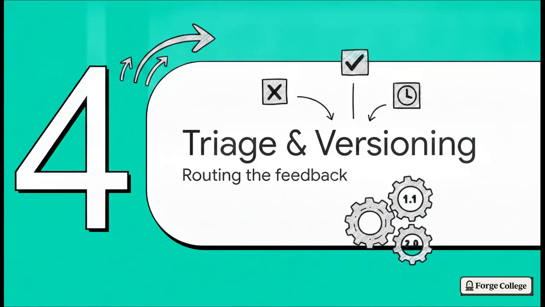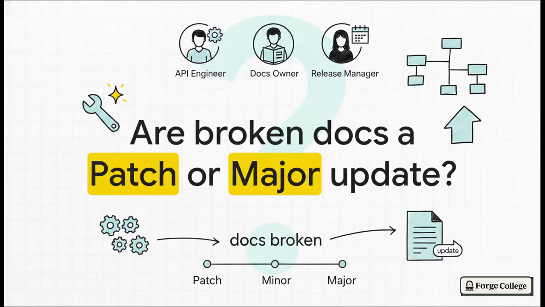Part 4, triage and versioning decisions. Let's talk about routing that feedback. When your triage team, which is usually an engineer, a docs owner, and a release manager, looks at a broken piece of documentation, they have to ask one massive question. The docs are broken, sure, but is fixing this a simple patch, a minor update, or a major update?